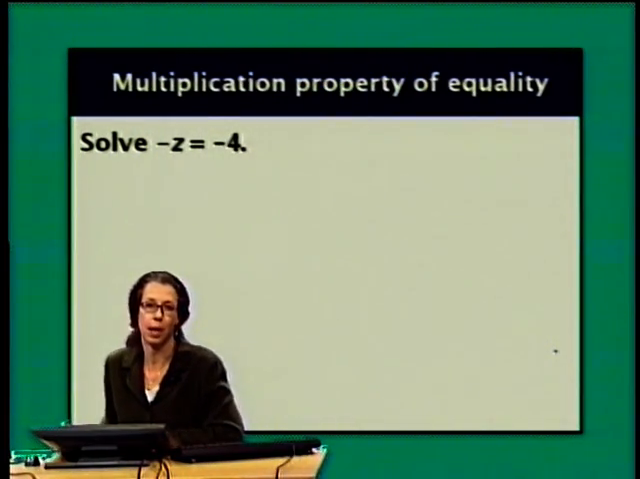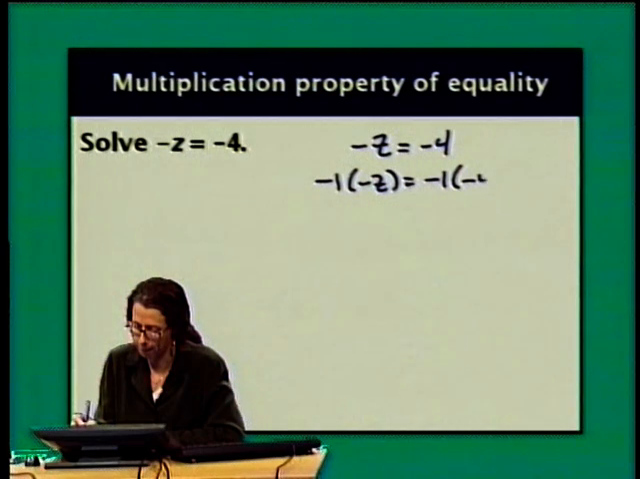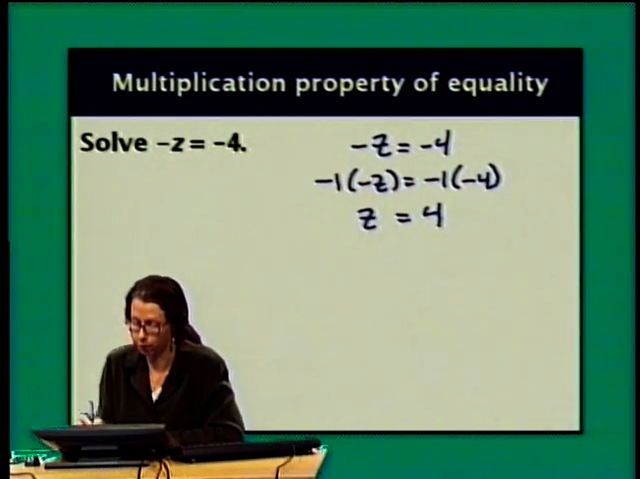Let's look at another example. The opposite of z equals -4. I'm going to do the same trick. I'm going to multiply both sides of the equation by -1. And I have z equals 4.